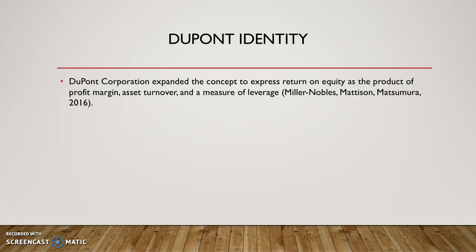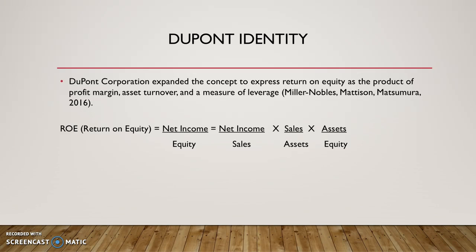The DuPont Corporation expanded the concept of ROE to express it as the product of profit margin, asset turnover, and a measure of leverage. They basically further expanded the equation to identify sales and assets as well. Basically, when you're multiplying fractions and the numerator in one fraction is the denominator in another, they cancel out and they take us back to the reduced fraction of net income, in this case, divided by equity.